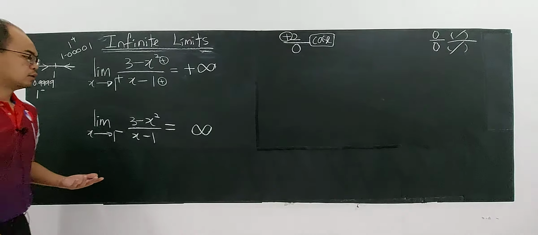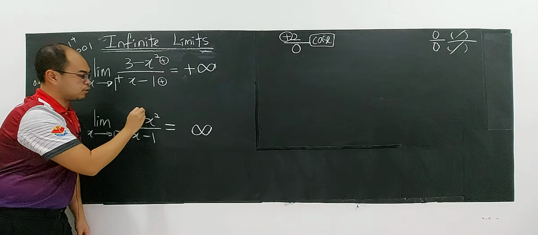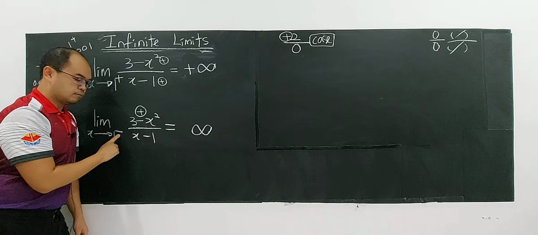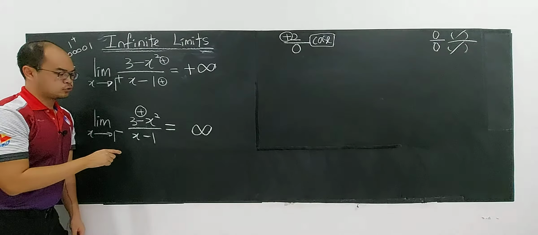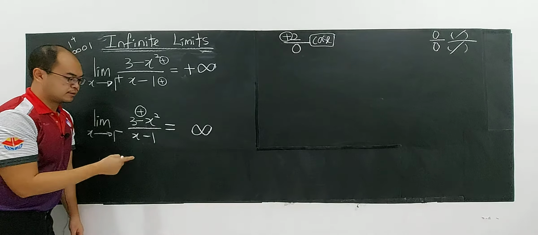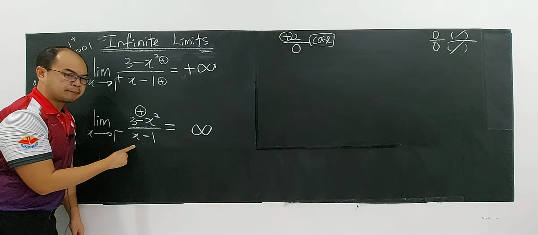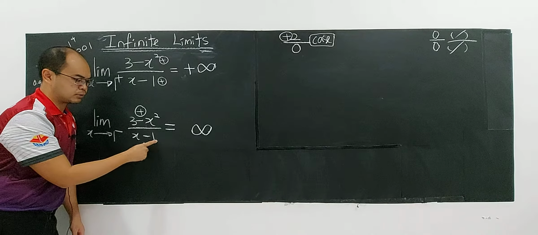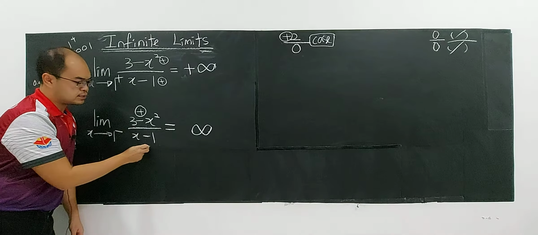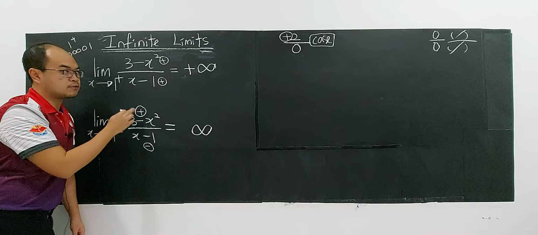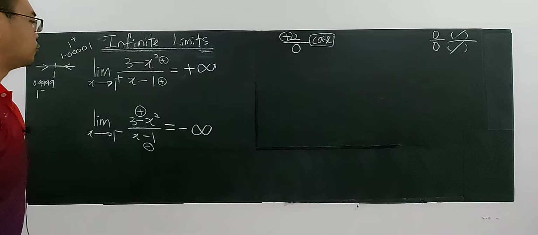How about this one? As I know, when you substitute 1, you're getting 2, a positive number. But this one, 1 from the left, is a number to the left of 1. For example, you can choose 0.9, which is to the left of 1. 0.9 minus 1, a smaller number minus 1, is a negative number, negative 0.1. So you just think positive, negative, and then you have negative infinity. That's all. Very easy, without considering the other details.